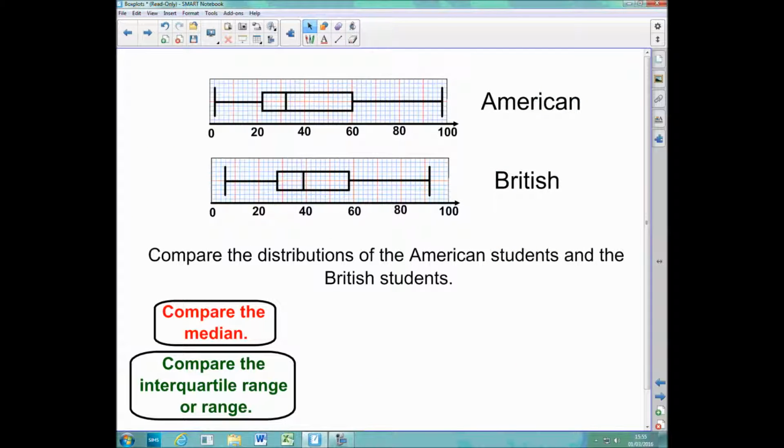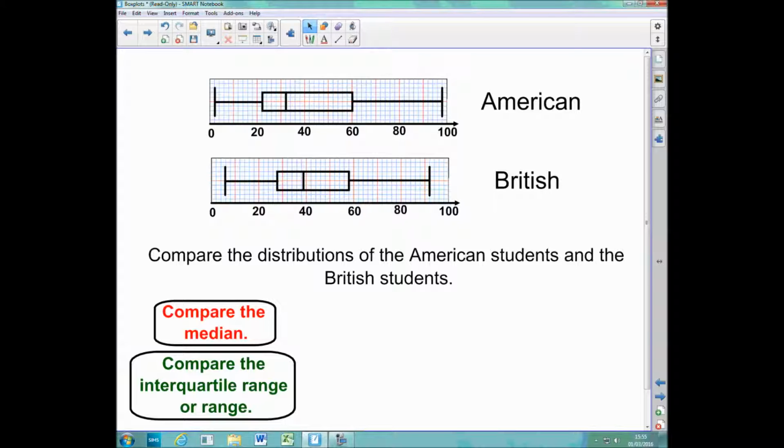Okay, so the last thing they could ask you is for you to compare the distribution of two box plots. Sometimes they ask you to compare the distribution of a box plot and a cumulative frequency, but they're always asking for the same sort of thing. Now, it is 2 marks, and they're always looking for 2 different comparisons to be made. Firstly, they want you to compare the median.